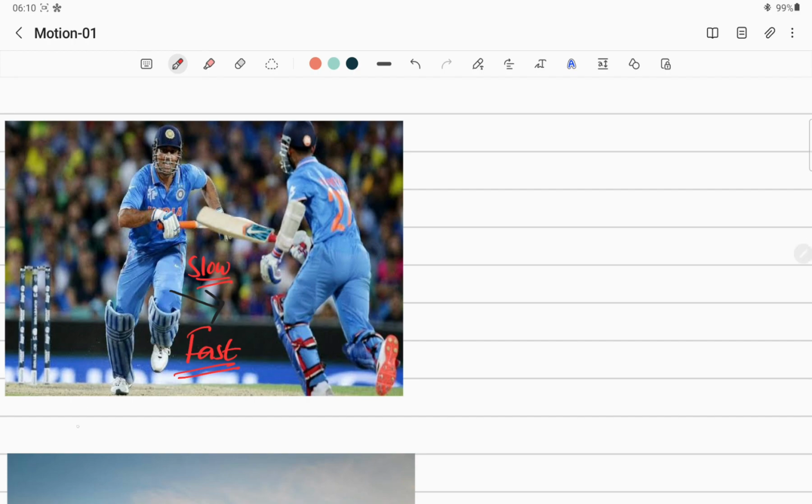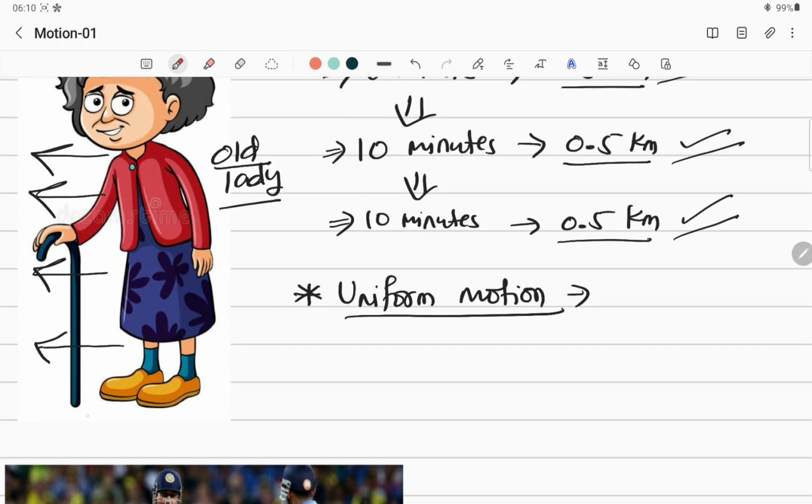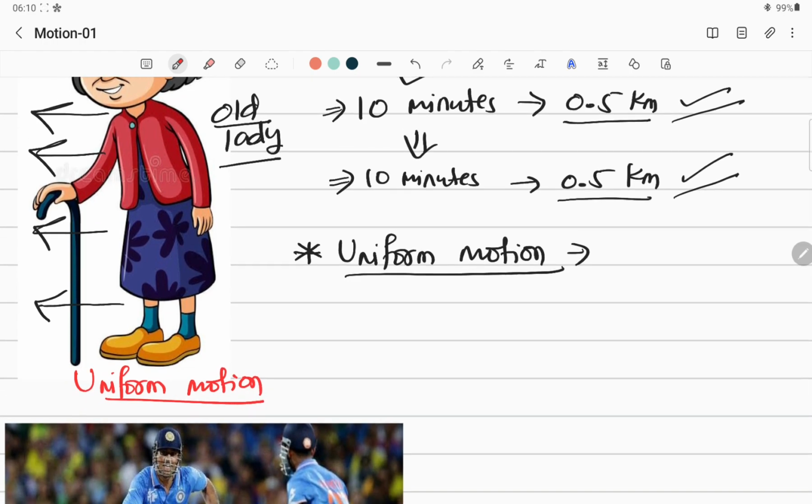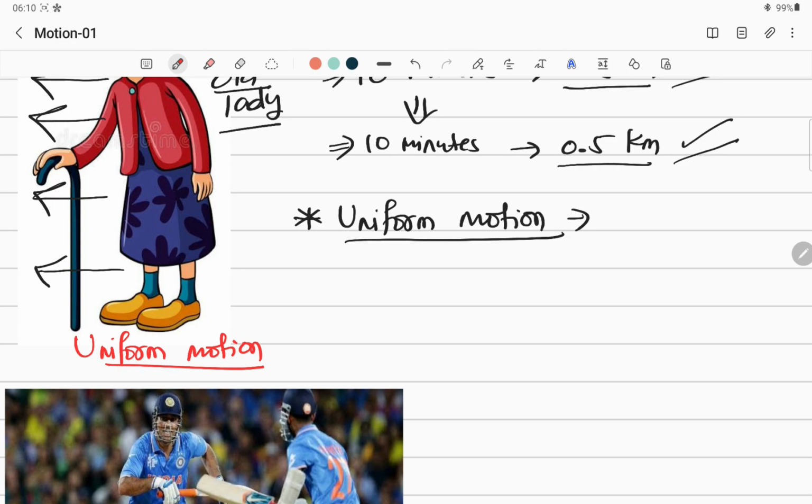This kind of motion is known as non-uniform motion. Non-uniform, because to cover the distance between the wickets, sometimes he takes maybe 20 seconds, and sometimes he takes only 10 seconds. But this lady takes the same time to cover the same distance. So that's why this kind of motion is known as uniform motion. There are two types of motion: one is uniform motion, another is non-uniform motion. Let me give you the definition of uniform motion.